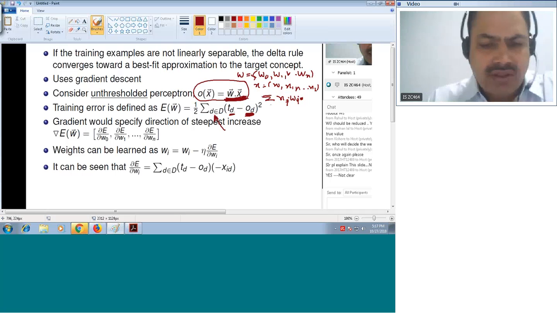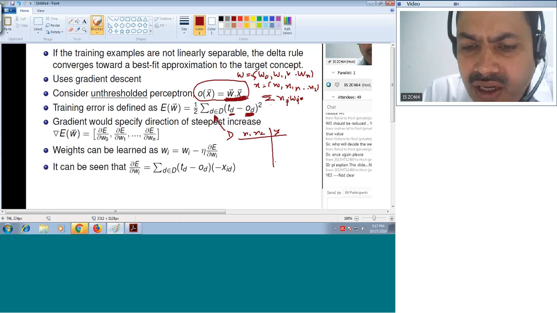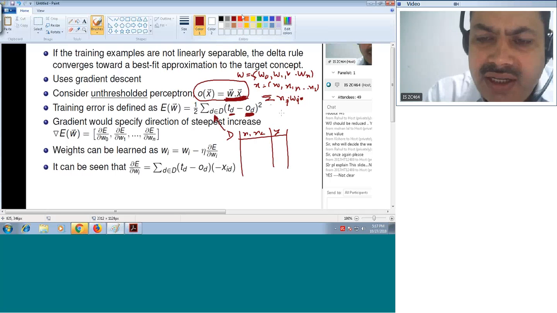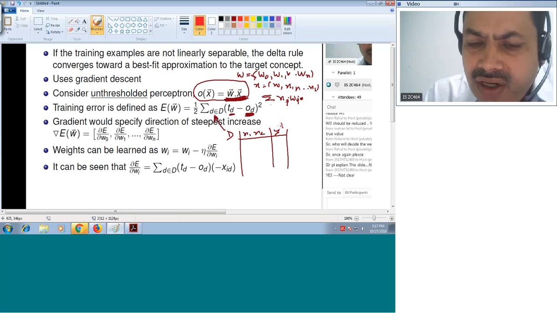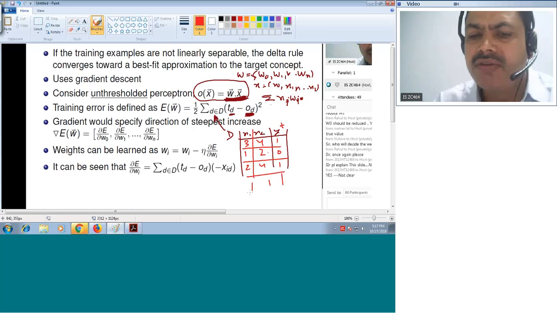So you don't know this. Let me tell you that. Let's assume that the database is this. In the database, x1 and x2 are given to you, and y is also given to you. And y, this time I am going to say, is the target. So I am going to say that for 3, 4 the target is 1, for 1, 2 the target is 0, for 2, 4 the target is 1, something like this. This kind of table is given to you.